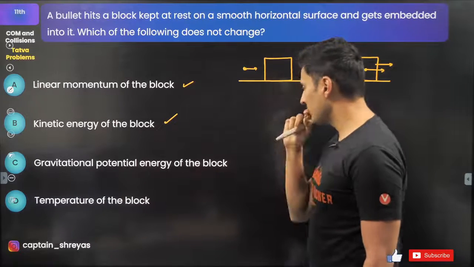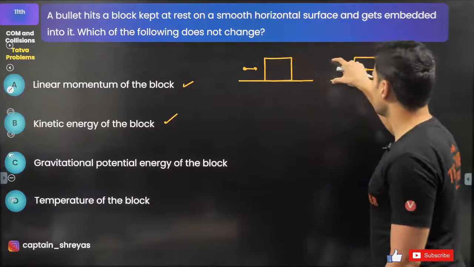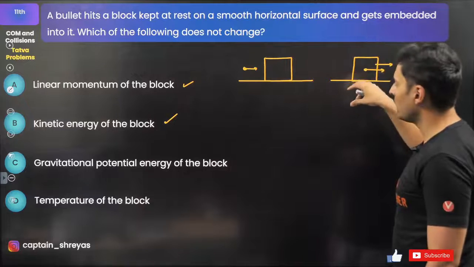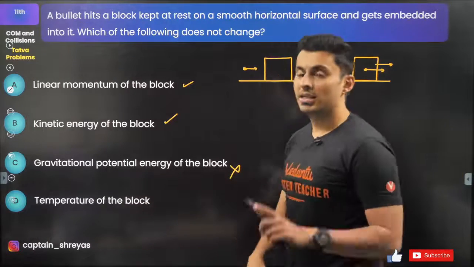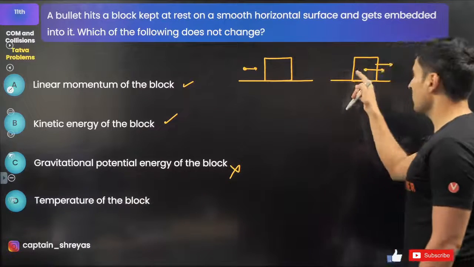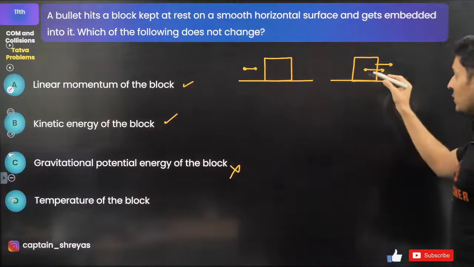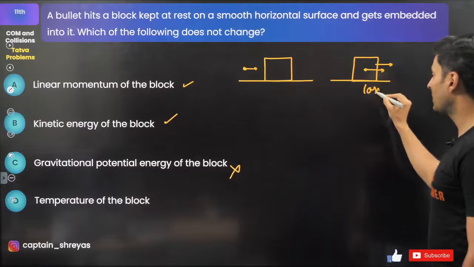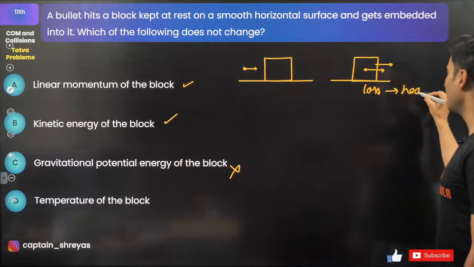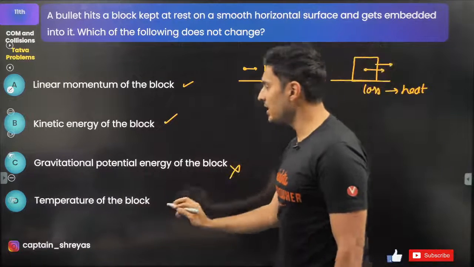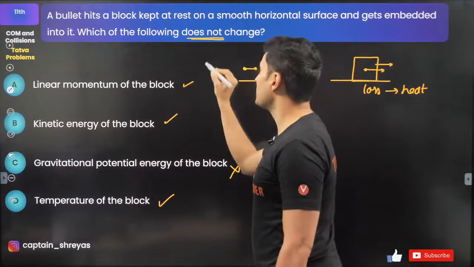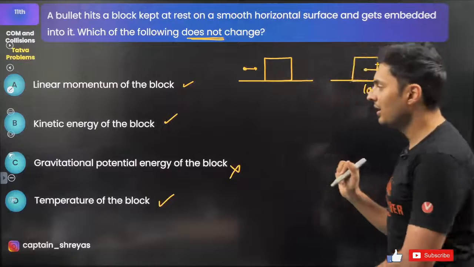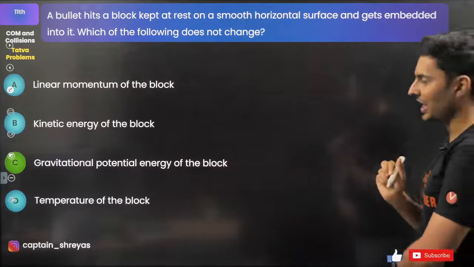Gravitational potential energy of the block, here it was, now it is here. It did not go up, did not go down. So yes, this did not change. Temperature of the block definitely will change because the bullet got embedded in it. So there is some loss of energy, and that loss goes as heat, and because of the heat, the temperature will definitely change. So the thing which does not change is option C, the gravitational potential energy.